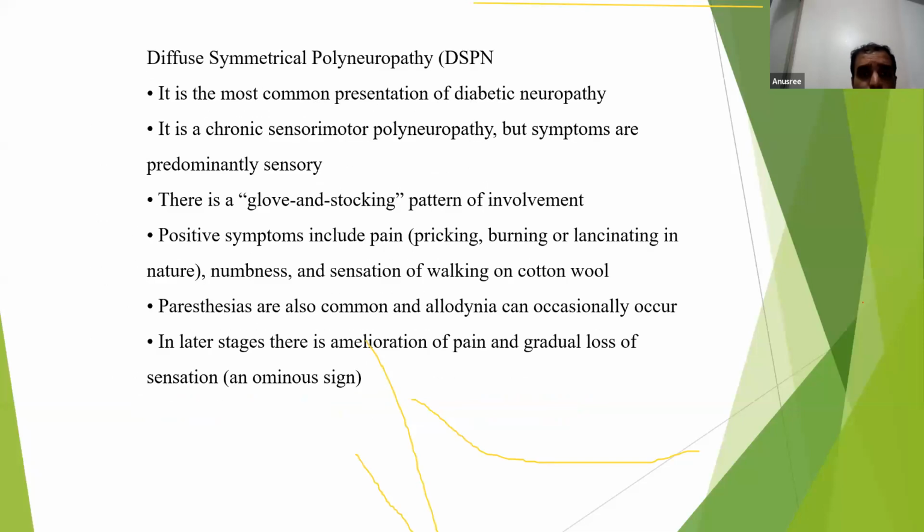Okay, diffuse symmetrical polyneuropathy is the most common presentation, and it is a chronic sensorimotor neuropathy, but initially it is sensory, which presents as glove and stocking. Later on, it will affect the motor part also.